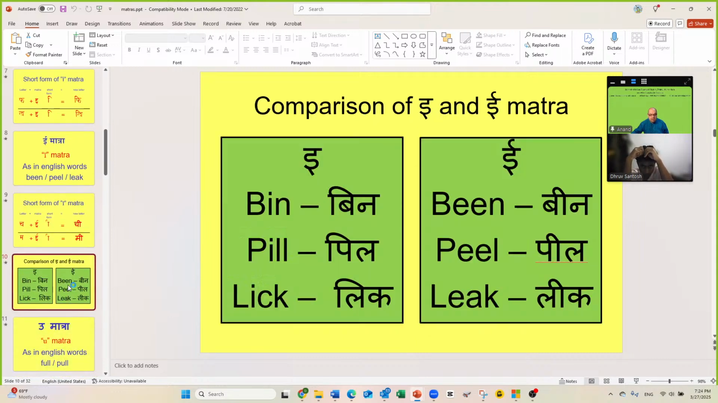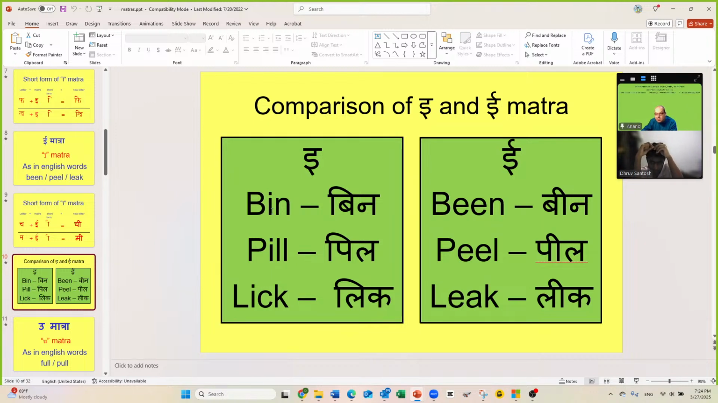So let's look at these English words. Just repeat with me. Bin, bean, pill, peel, lick, leak. Oh wait, hold on. So I know what's happening. If it starts with the line and it goes longer to the right, then it's a. If it, however, is shorter and it's in the middle and it goes left, then it's e. So this is a.